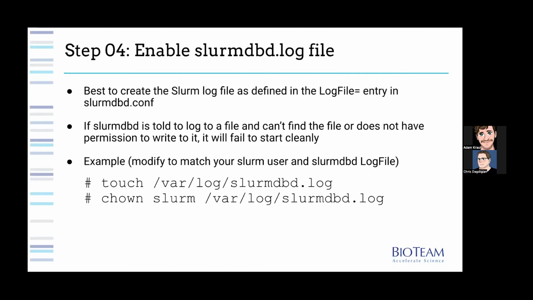Step 4 after this is we want to set up Slurm log files. Slurm tends to complain if it doesn't have file permissions or can't find the log file it's been told to write to. So this is kind of going over the top, but let's explicitly create the file. Let's touch it. Let's change the ownership. And so now we know slurmdbd is going to be able to log to where we told it to log in the configuration file on the previous screen.